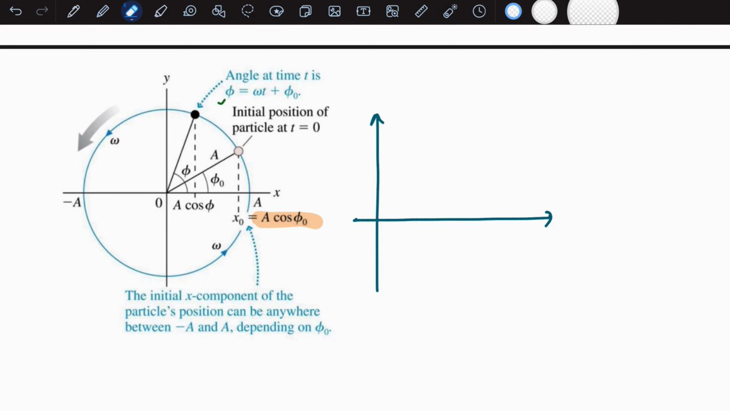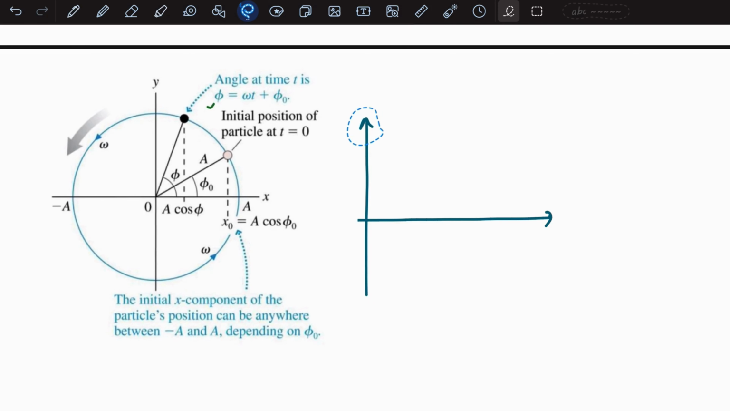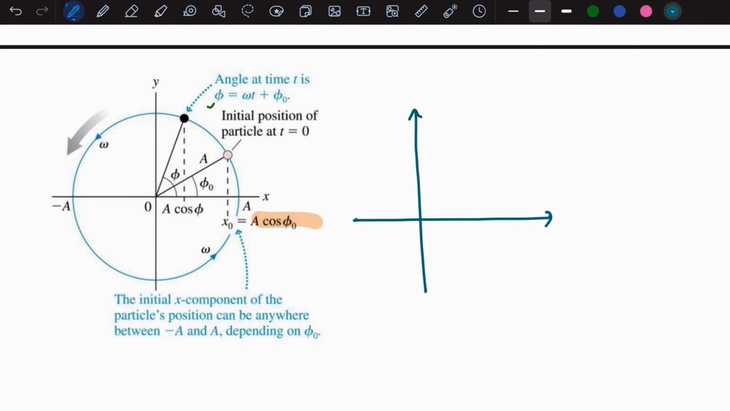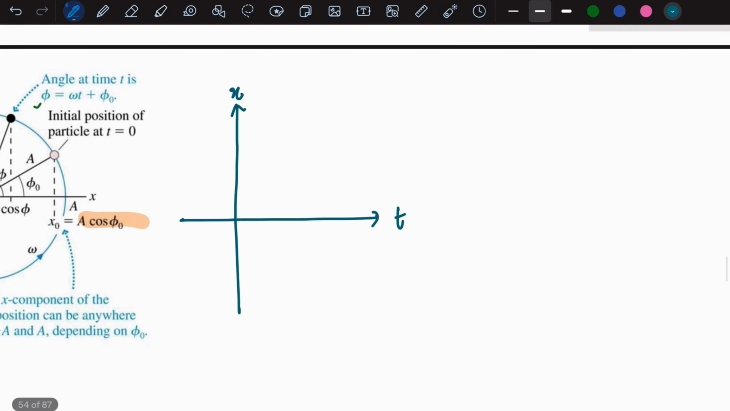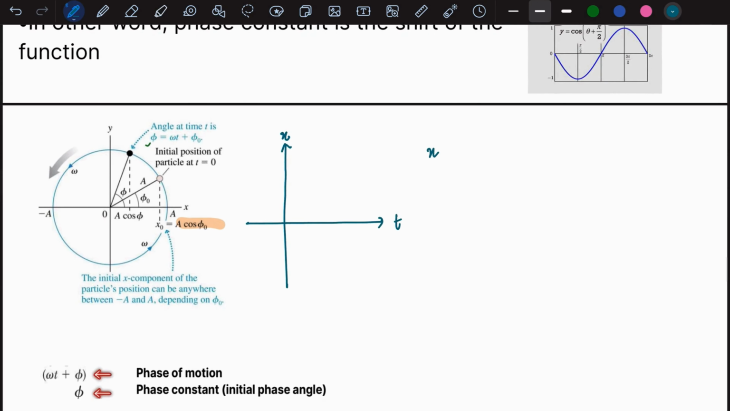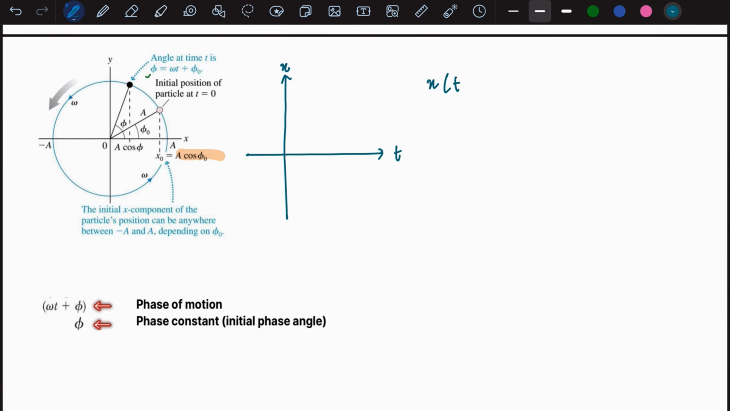Let me move this a bit. So we are looking at a function of x against time. So we have a function of x, right? Function of x as a cos omega t plus phi. You are familiar with this one, right?